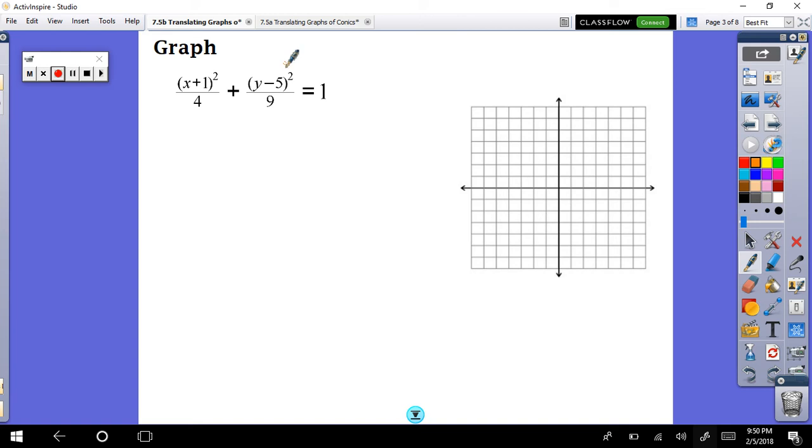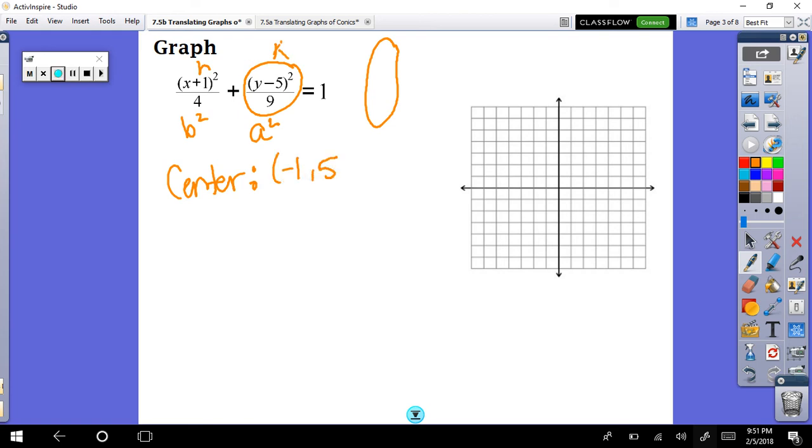So this time, the bigger number is under the y. That means that this ellipse will be more stretched vertically. That means that this is my a squared and this is my b squared. So my center will be at the point (h, k). H is always with x, k is always with the y. So (h, k) would be (-1, 5) in this case.